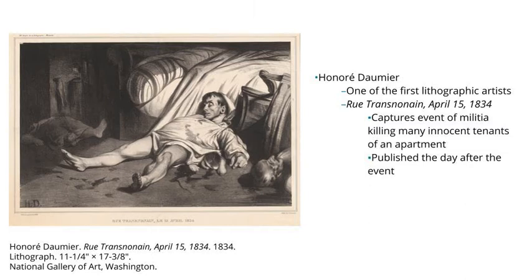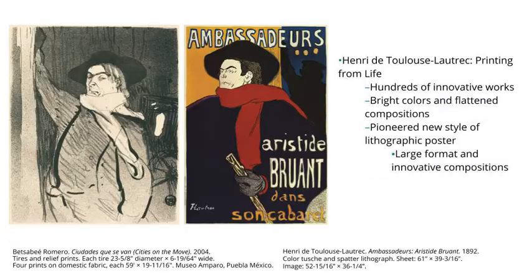So that is one way that artists are able to make these images a lot faster and be able to make things that are quite reactionary to what's happening in the world around them and be able to get that image out quickly. All right, moving on, here are two examples of some prints from a very famous artist and printmaker, Toulouse-Lautrec.